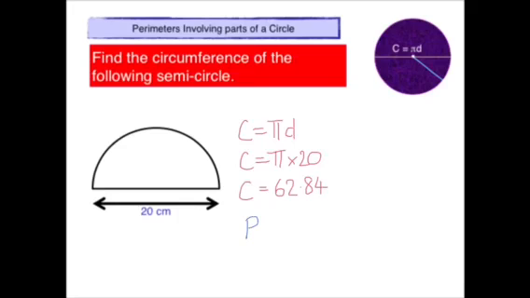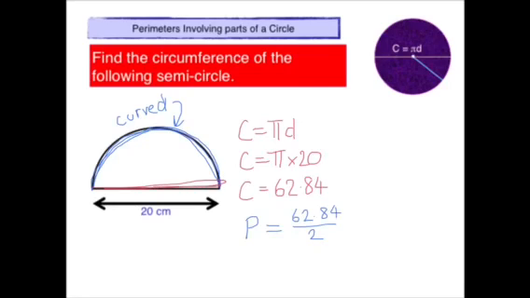And we need to be slightly careful because the perimeter is made up of a curved bit and a straight bit. And the curved bit is half of the circumference of the circle. So when we work that out, all we have to do is take the answer we've got already, 62.84, and divide it by 2. That's half of the circumference.